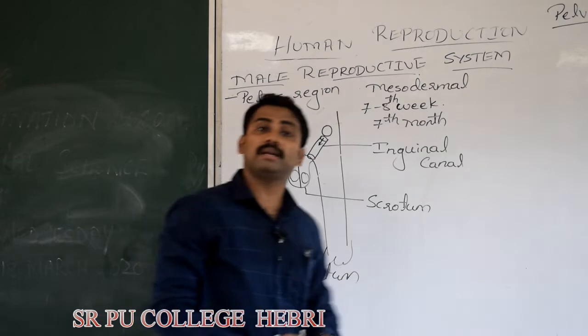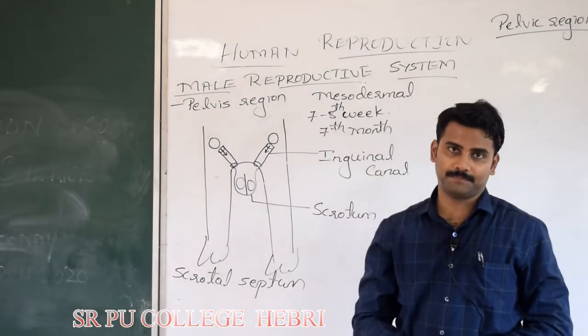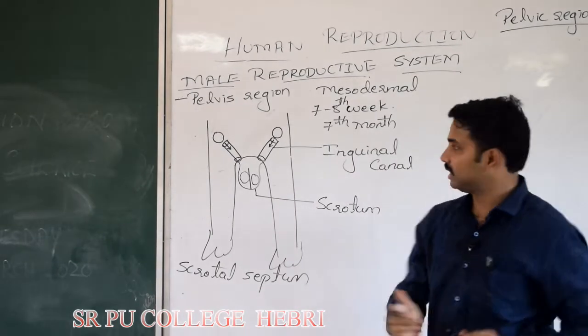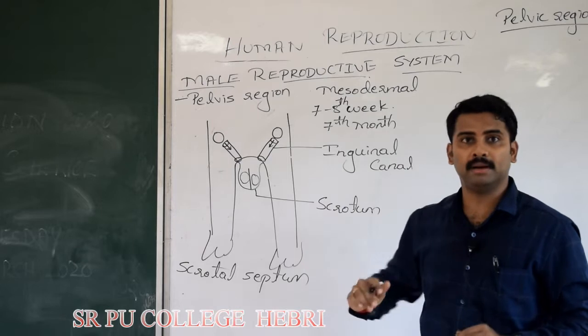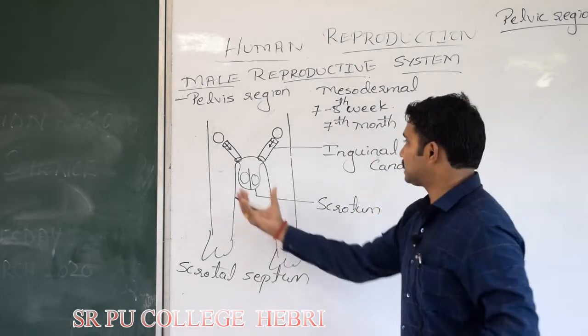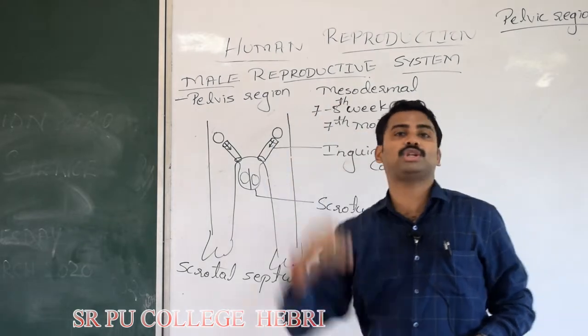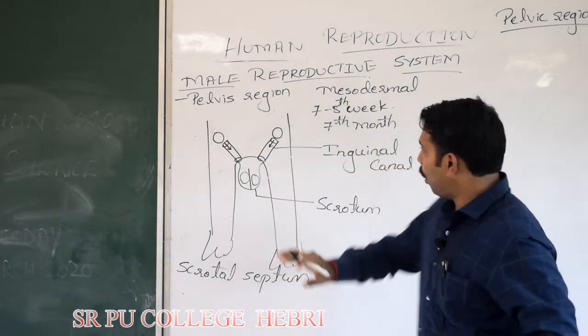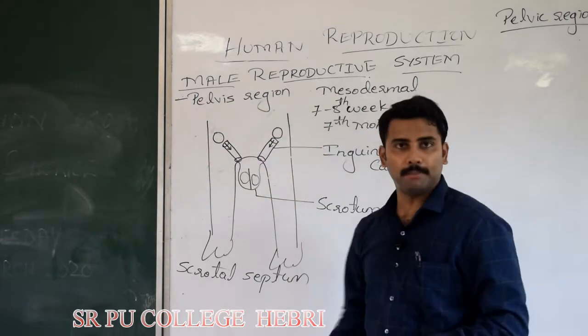So the expected question is, what is the origin of the testis? Tell me, is the origin of the testis the abdomen or the scrotum? It is the abdomen. Later it gets settled in which one? Scrotum. Is that clear?